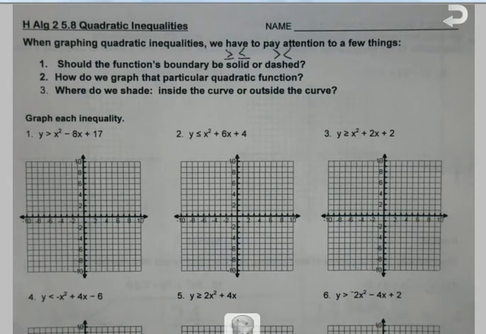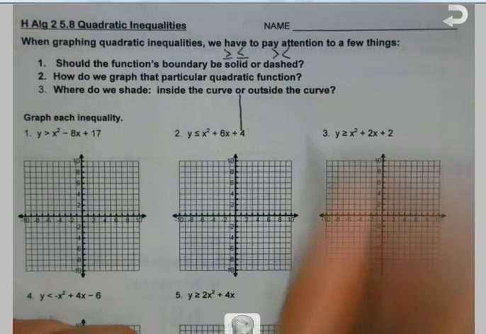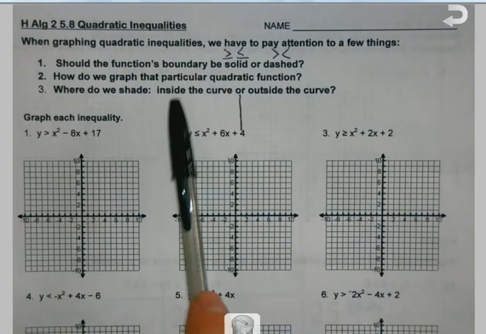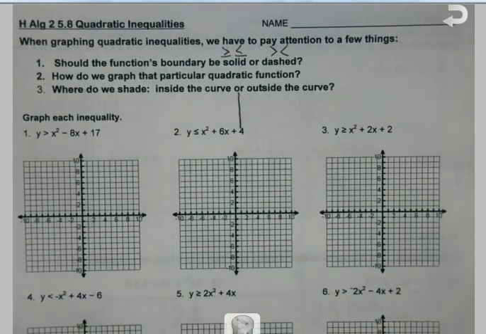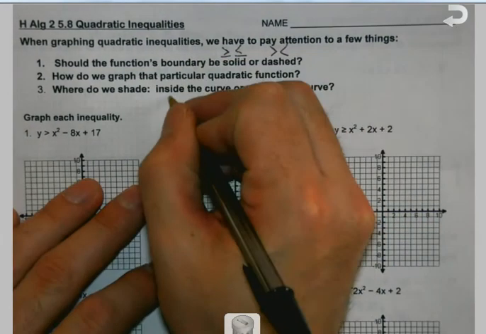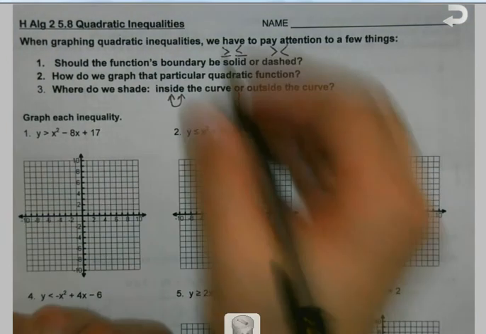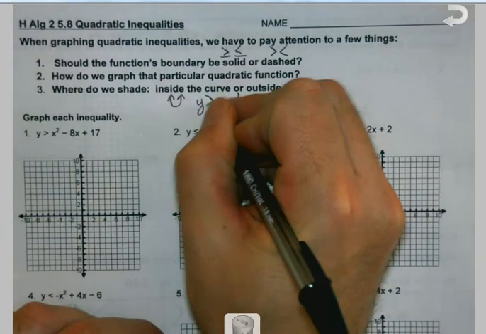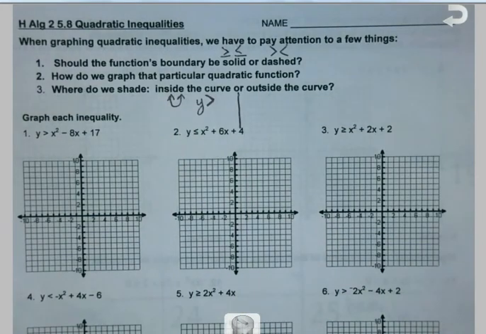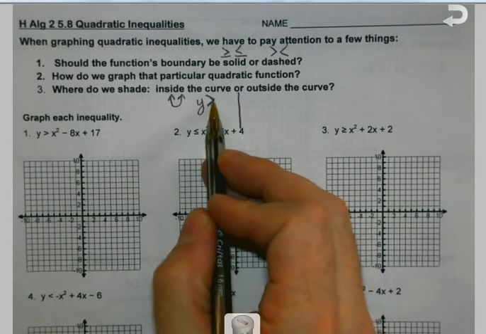Now, if you've ever done anything like this, you may have been taught to use a test point. Okay? I use that more in my regular Algebra 2 class because it just seems easier for them that way. You guys, I think, though, can handle something that might work a little bit quicker. So, trying to figure out if I shade inside my parabola or outside, here's a general rule of thumb. If your parabola is opening up, if your a value is positive, if your y is greater than, you'll be shading inside the curve. So if it opens up and is greater than, we shade inside.